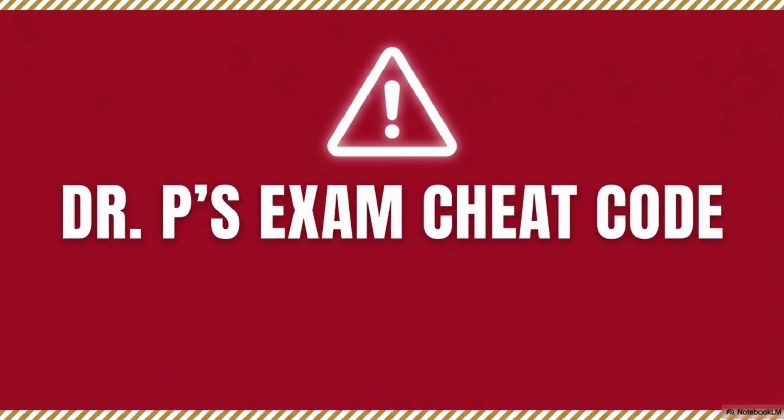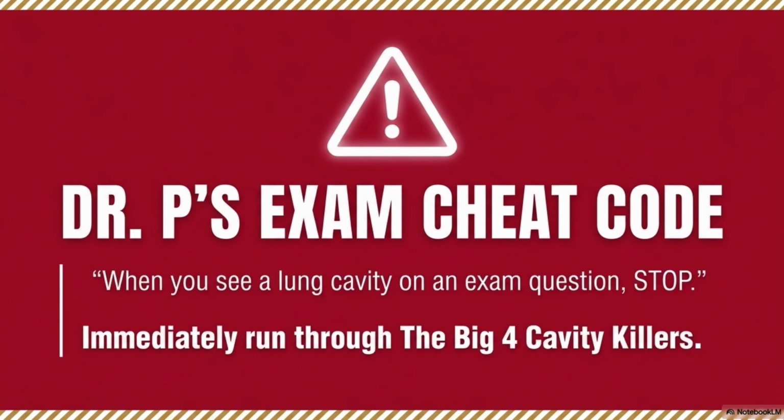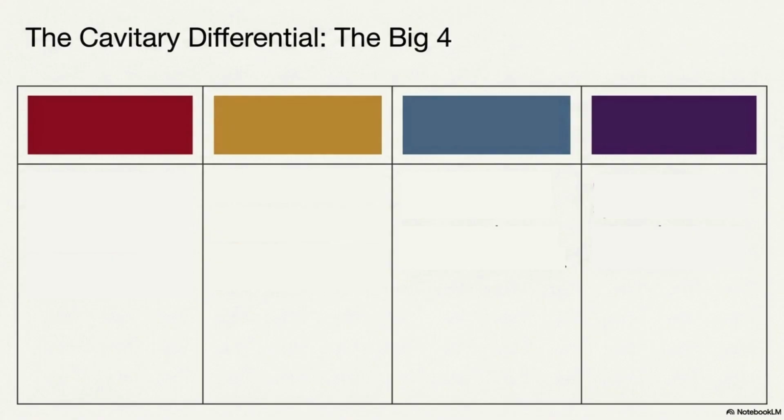It is time for Dr. P's exam cheat code. When you see a lung cavity on an exam question, stop. Do not jump to conclusions. You must immediately run through the big 4 cavity killers. Let's look at the cavity differential for the big 4.